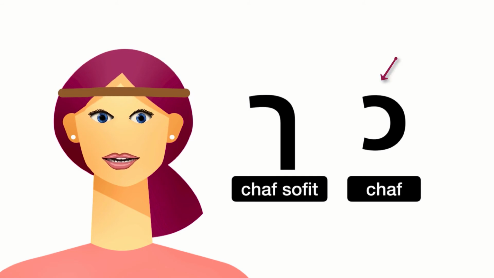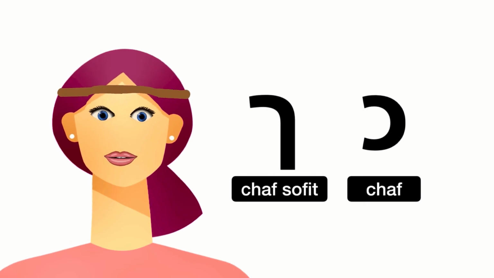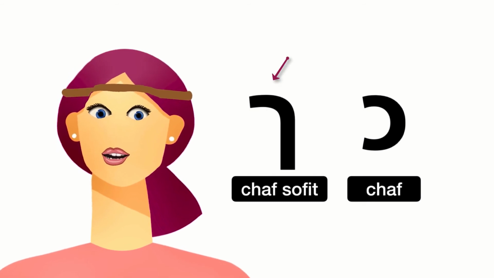Likewise, the letter Chaf has a sofit form. Chaf is written like this in its standard form. But when it is the last letter of a word, it is written as Chaf sofit.